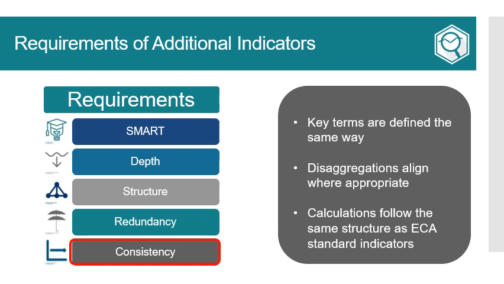Consistency means that key terms are defined the same way. You can find a glossary of key terms on the ECA Evaluation Division website. Also, disaggregations for indicators should align with the ECA standard indicators where appropriate. And lastly, the indicator calculation should follow the same structure as ECA standard indicators.